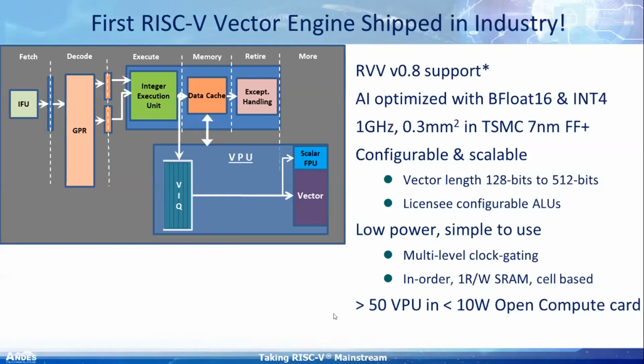If you look at one example, if you would take 50 of these vector processing units, you could still fit them in a SoC and manufacture an open compute card or PCI Express card, which has a power consumption smaller than 10 watts.